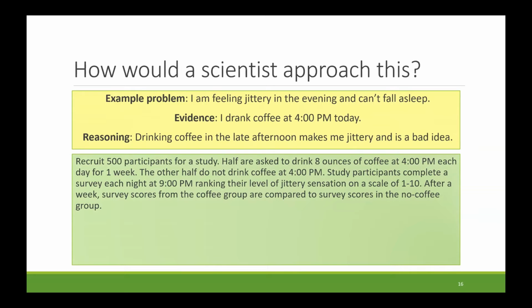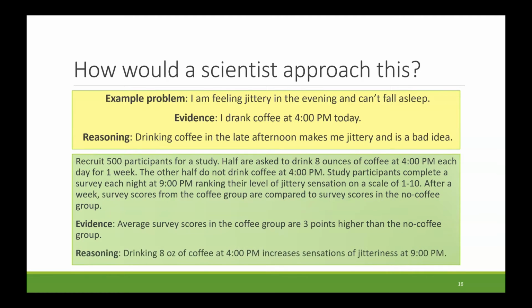After a week of this survey, you take the scores from the coffee drinking group and compare them to the survey scores of the non-coffee drinking group. Let's say the average score in the coffee group is 3 points higher than the group that didn't drink coffee. Based on this evidence, we can reason that drinking 8 ounces of coffee at 4 p.m. causes people to become more jittery at 9 p.m. As we can see, the scientist's approach to answering this question is more rigorous and more regimented.